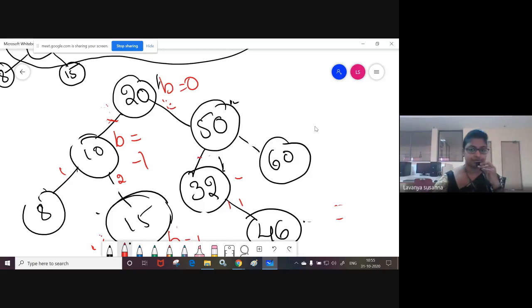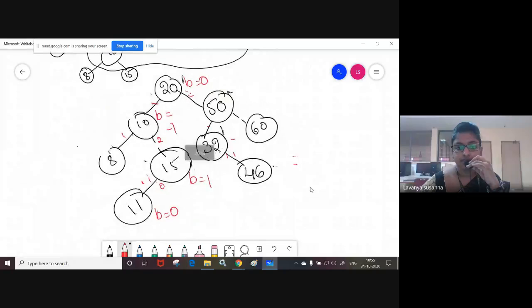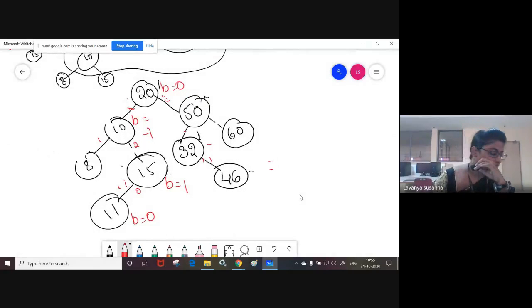Next, 48. Just wait, 48 must be inserted. Compare with 20. 48 is greater, which means you need to come to the right subtree. Compare with 50. 48 is less than 50, which means you need to come to the left child. In the left subtree there is 32.